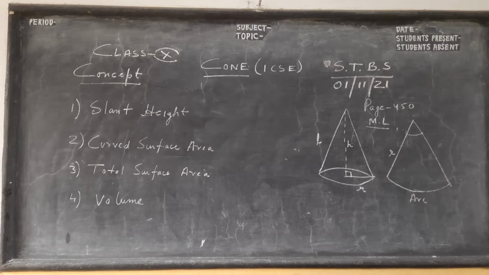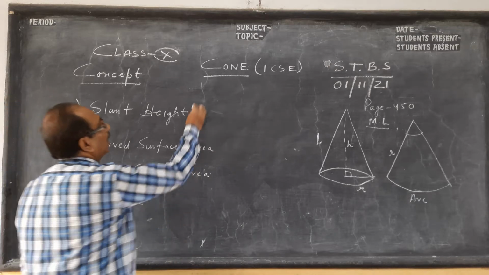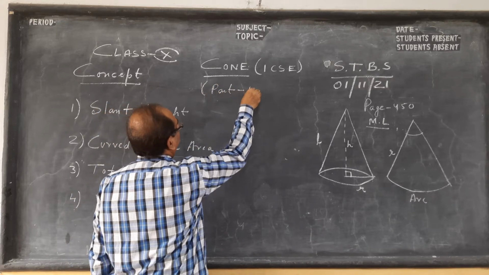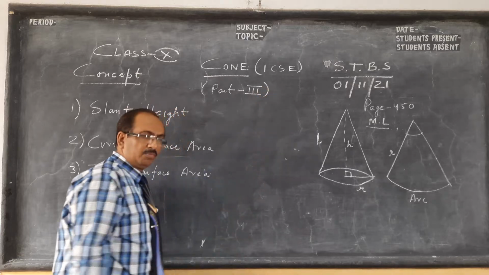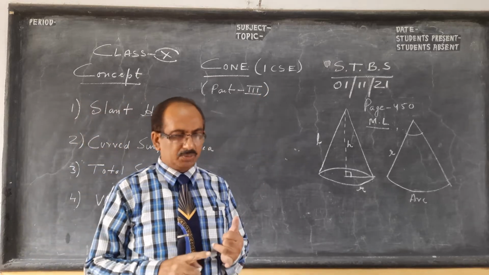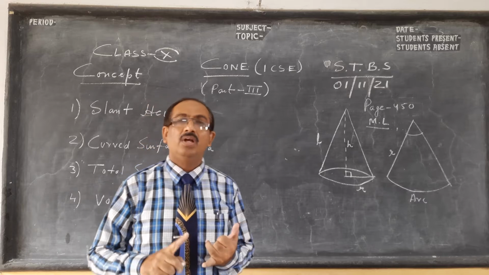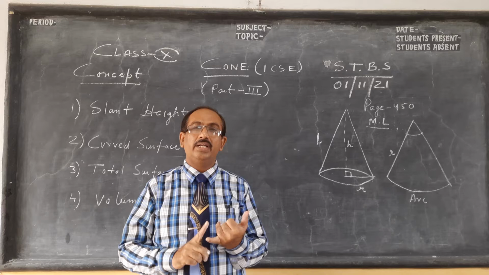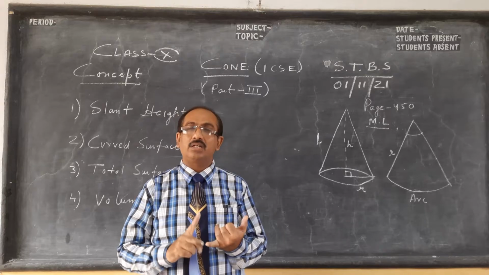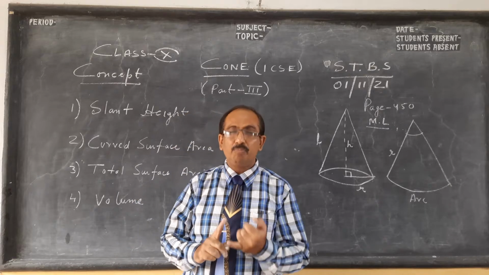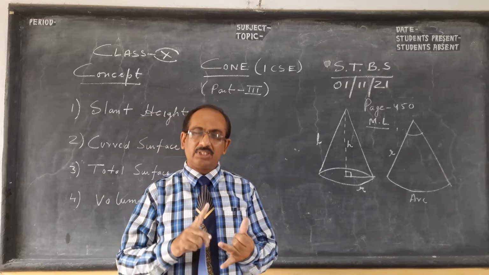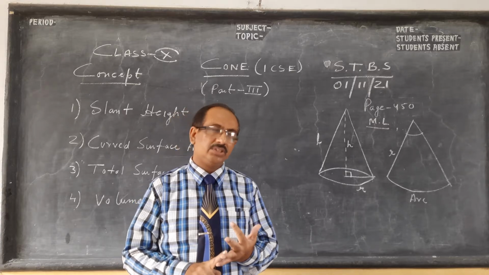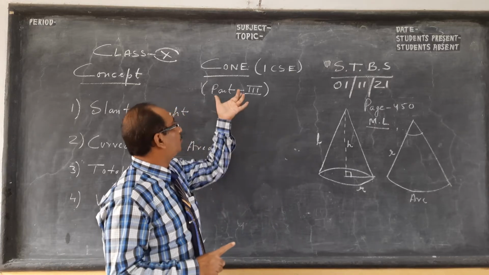Hello boys, today we start part 3 of our discussion on mensuration. In the first part, we covered the concept of the circle, how we get the area and circumference of a circle. In the second part, we saw especially the cylinder application. We have solved a few questions, and today we are going to do the cone.